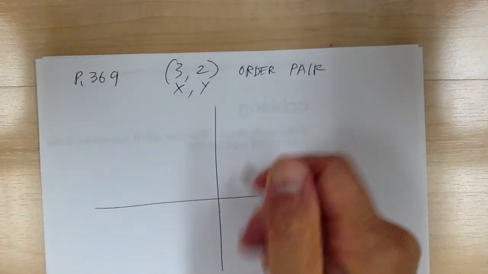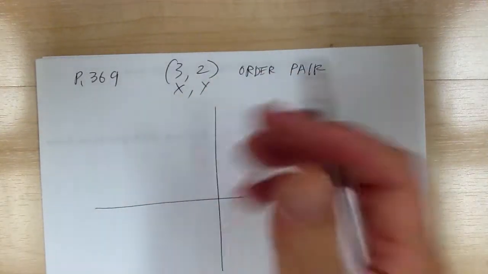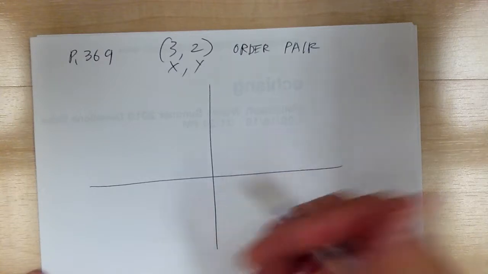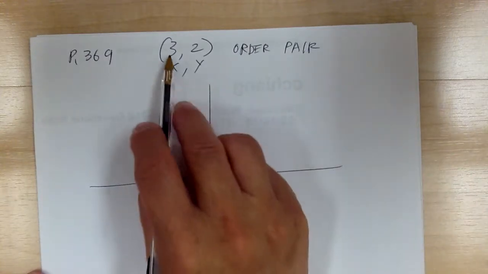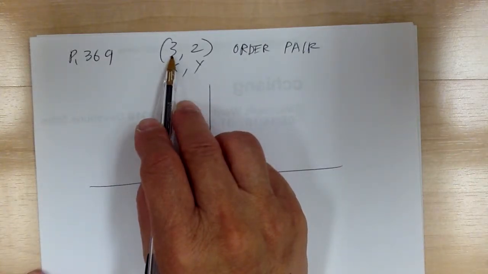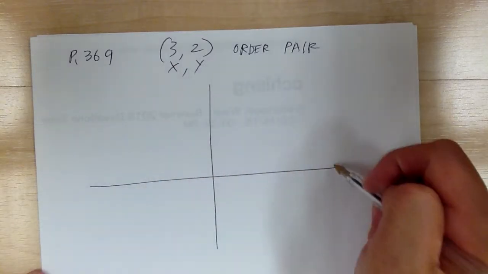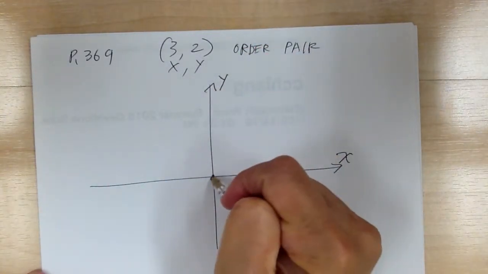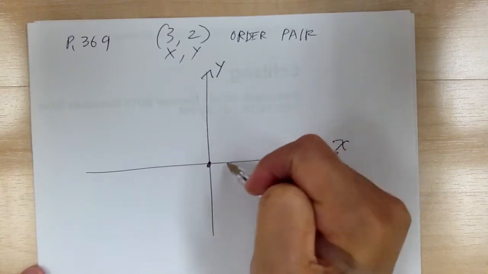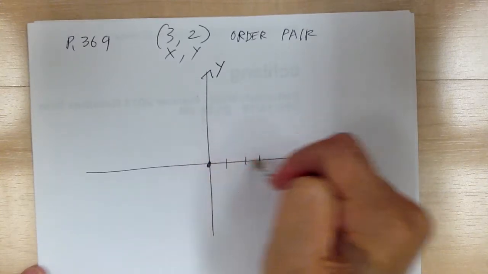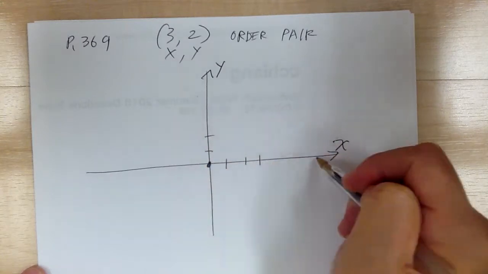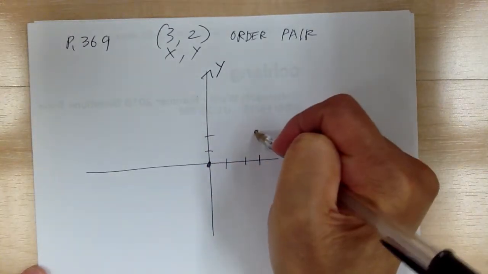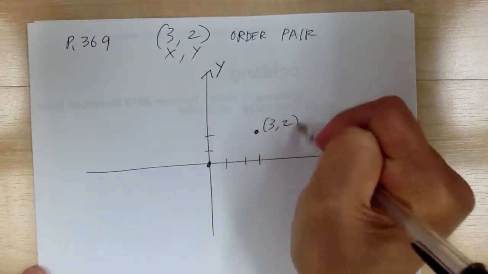So when you're doing your graphing, think of it as like you have a treasure map and you're looking for a treasure. This tells you that you have to go 3 in the x direction, 2 in the y direction. So this is your x direction, this is your y direction, and the origin is where you start. So start over here and you go 1, 2, 3. You go 3 in the x direction and go up 2. So this point is 3, 2.